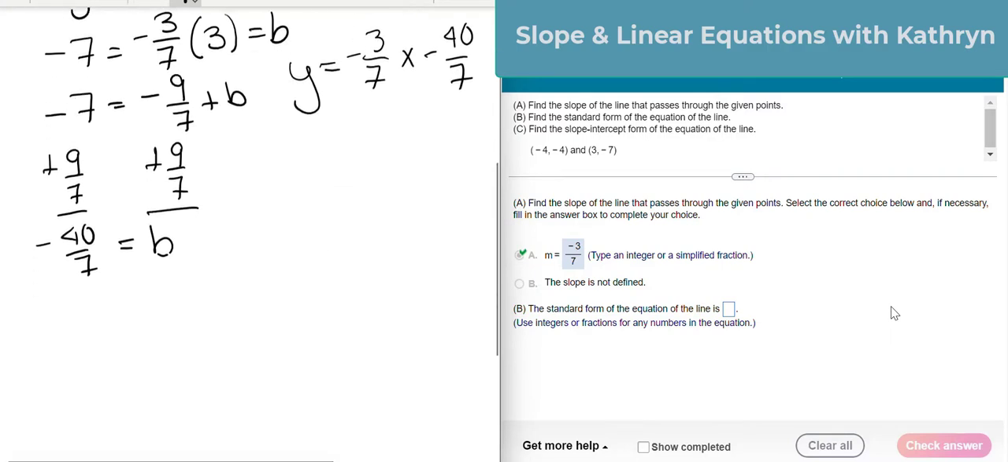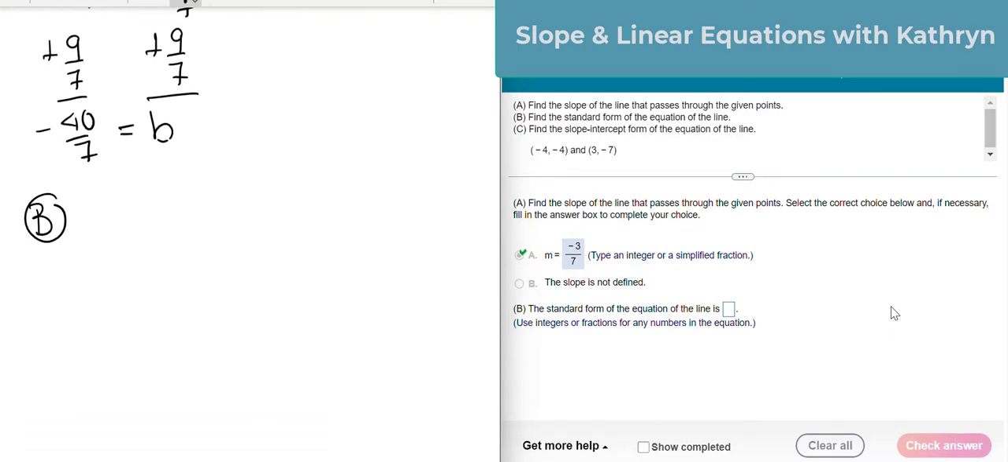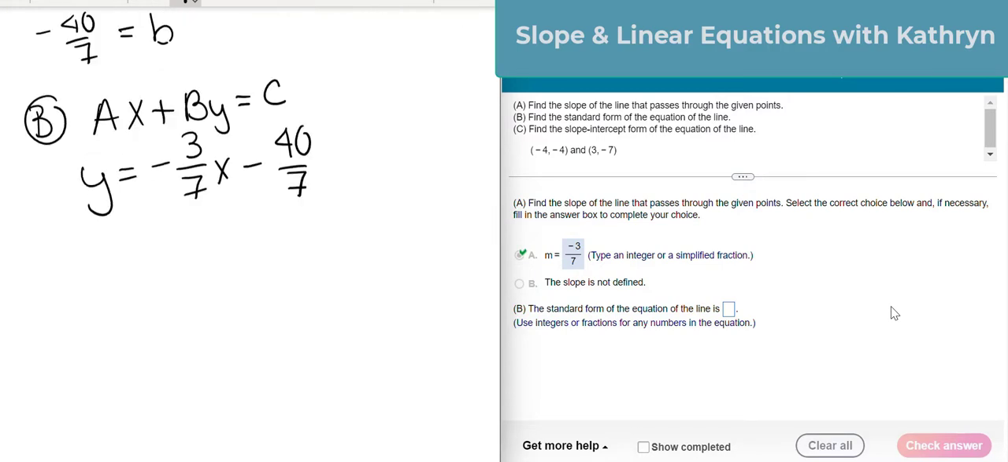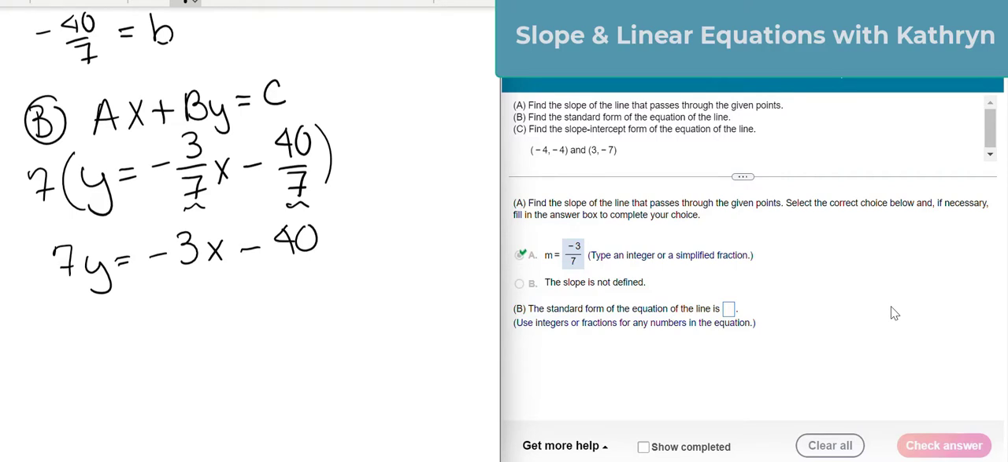Great. Let's figure out our standard form. Well, standard form is ax plus by equals c. I need to go up a little bit because I forgot what I wrote. So we have y equals negative 3/7 x minus 40 over 7. Now let's get rid of the fractions. I'm going to multiply everything by 7 because that's actually what both of the denominators are. So we're going to have 7y equals negative 3x minus 40. 7 times negative 3/7, do it on your calculator, get negative 3. 7 times negative 40 over 7, do it on your calculator, you have negative 40.